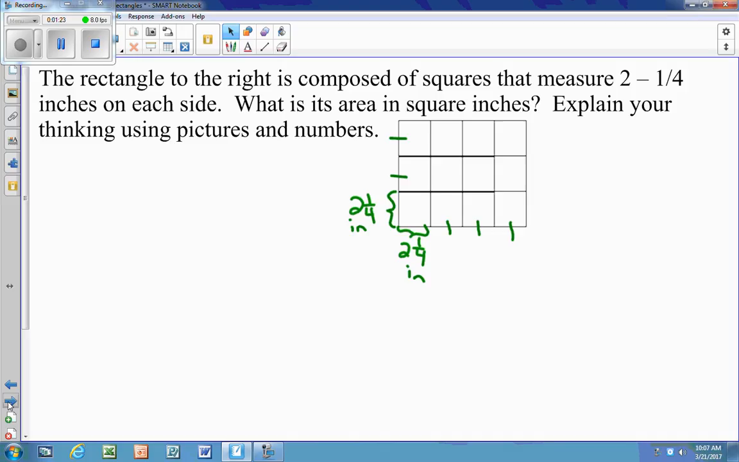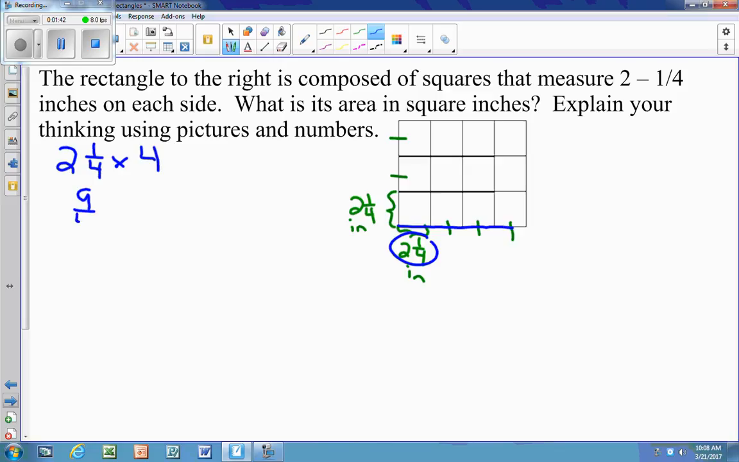So when I want to figure out the sides, the first thing I'm going to do is take 2 1/4 and multiply it by 1, 2, 3, 4 for the length. So I'm going to do 2 1/4 times 4 for the length. Whenever I multiply mixed numbers, I should turn them into improper fractions first. And now I can multiply straight across, and I end up with 9. So this whole entire side here is 9 inches.